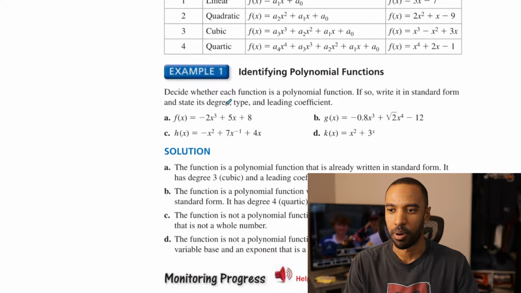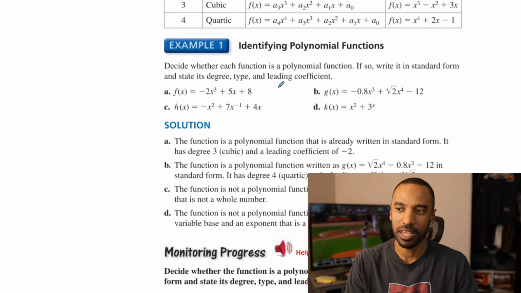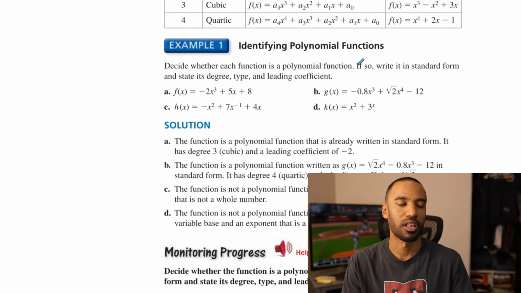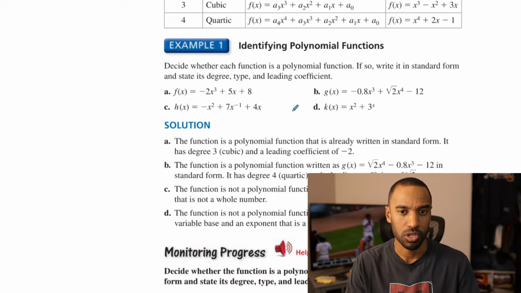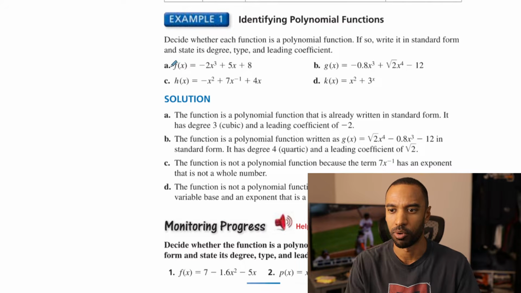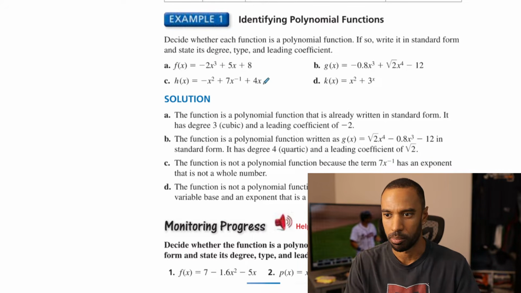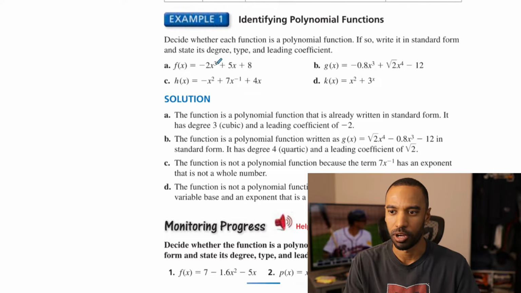First, we're going to identify polynomial functions. Decide whether each function is a polynomial function. If so, write it in standard form and state its degree, type and leading coefficient. Sounds like a lot of stuff you've done in IM2, and so hopefully this can go pretty quickly, even in lecture portion. Part A is definitely a polynomial. These all have whole number exponents. This is degree 3, degree 1, degree 0. So all whole number exponents.